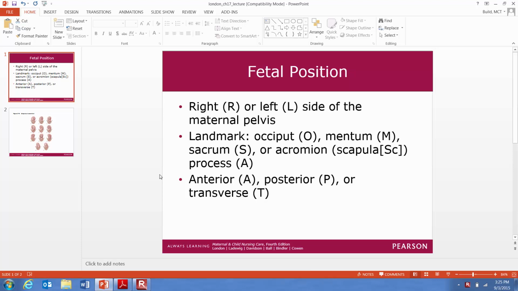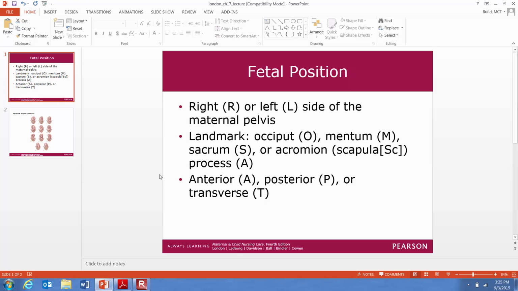we talk about the right or left side of the mom's body, and that's designated R for right, L for left. You can understand that. But if it's central or in the center, we don't say center. We just don't designate anything. Okay, it's assumed. Okay. Then we talk about the landmark.